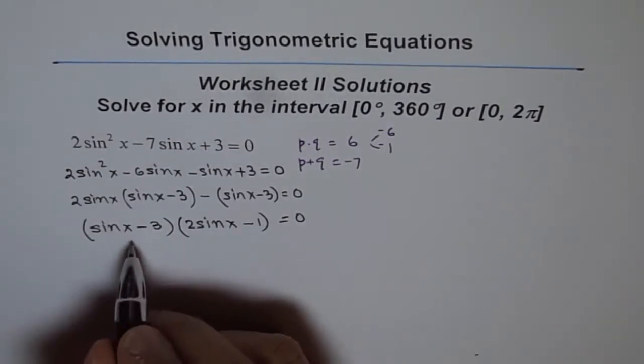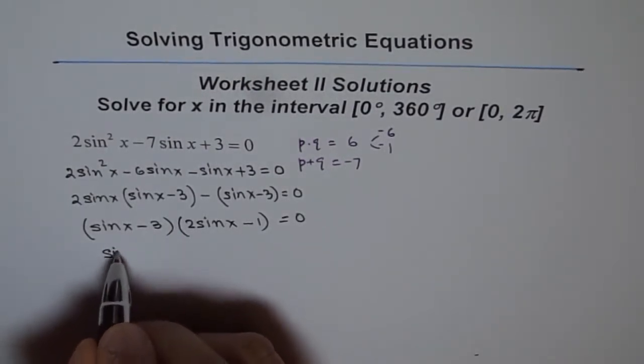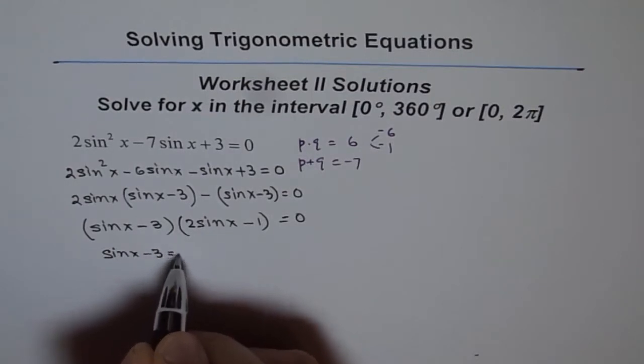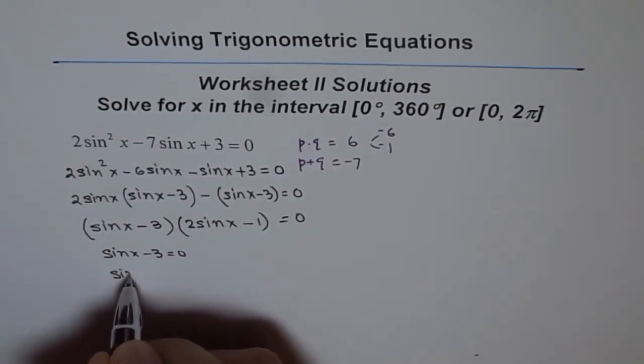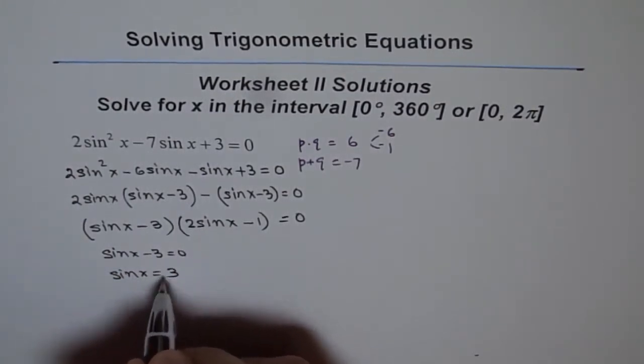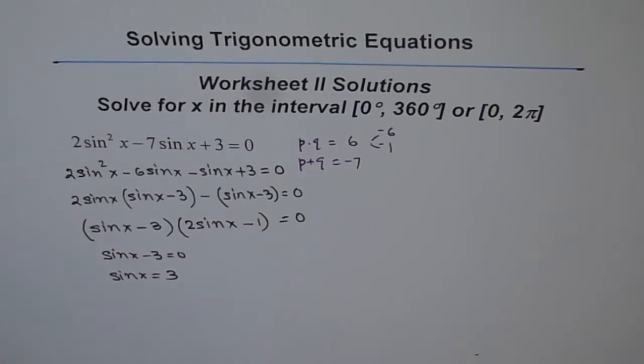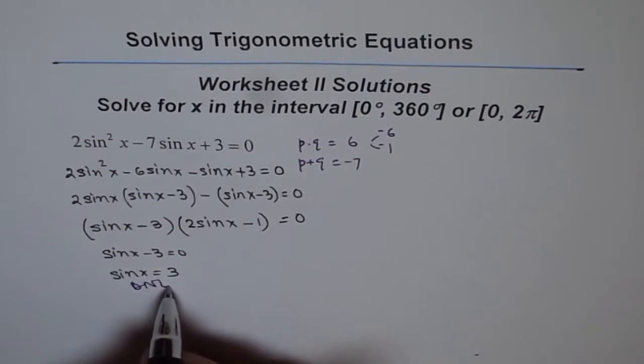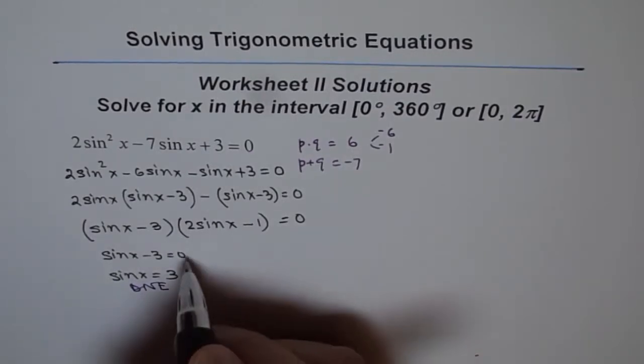One is sine x minus 3 equals to 0. That gives us sine x equals to 3. Well, sine x can be a maximum of 1, right? So that does not exist. So that is not a possible solution, right?